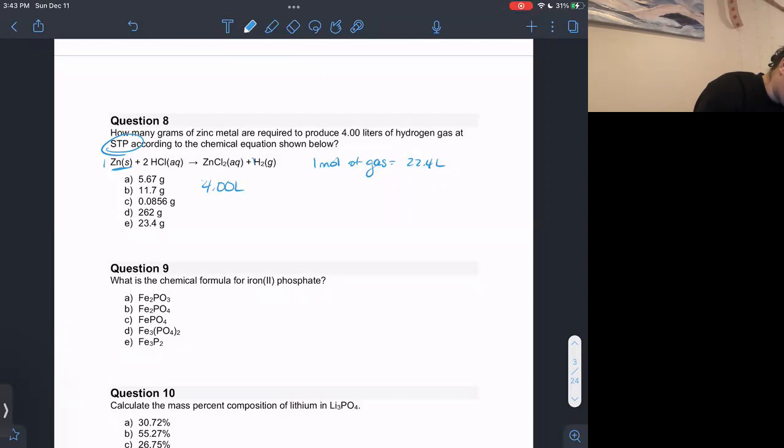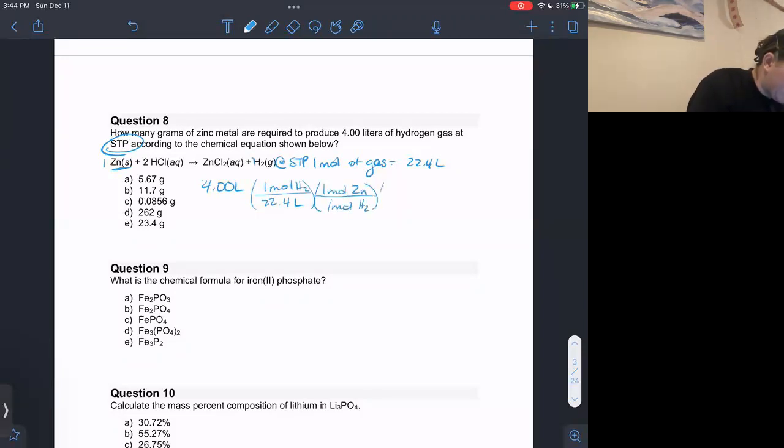So I'm at STP. Okay, so 4 liters. If I'm going to have less than 22.4 liters, I'll have 1 mole is equal to 22.4 liters, and this is of H2. So then I can use my molar ratio, and I'll say that 1 mole of H2 is equal to 1 mole of zinc.